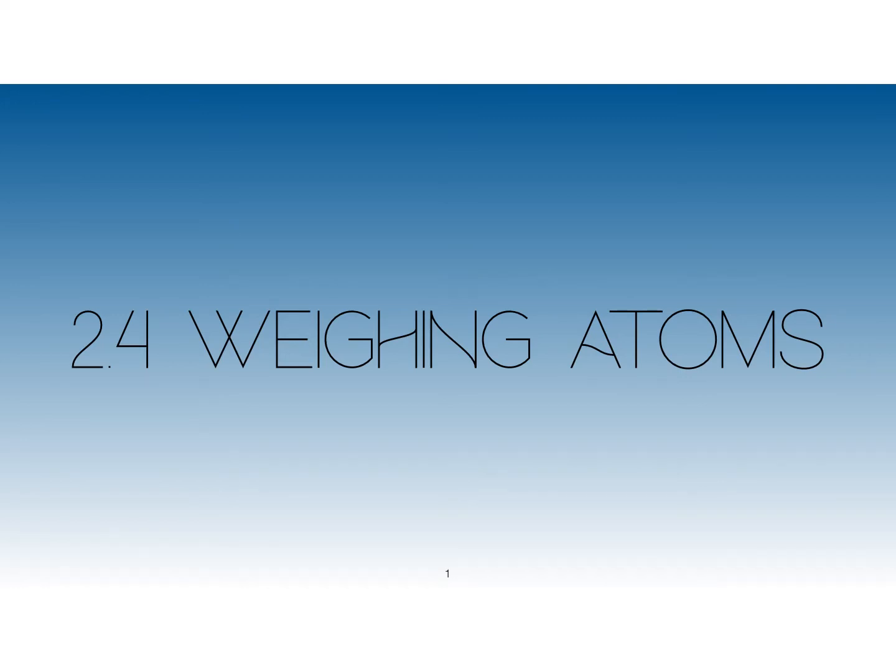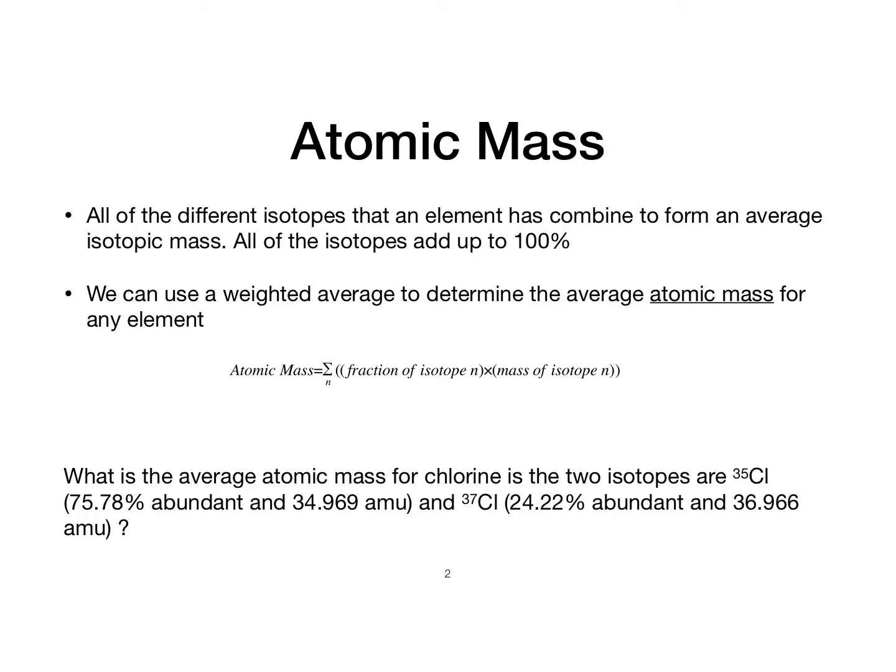In this video, we're going to start to think about how much an individual atom weighs and how much a group of atoms weighs, both by element and in terms of isotopes. So, atomic mass. Atomic mass is the weighted average of all isotopes.